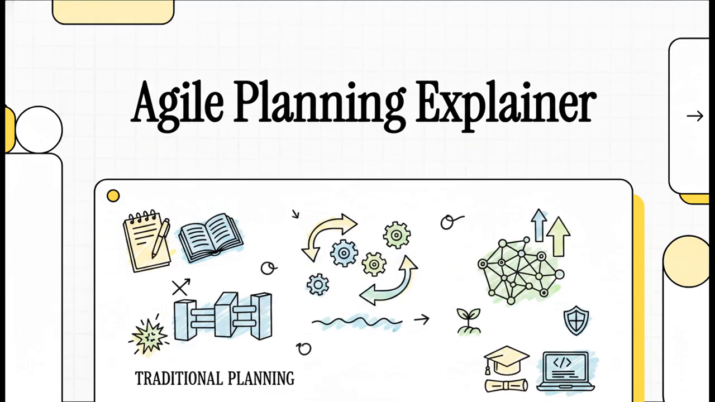Now, if you recall our previous discussions on traditional software processes, you know that rigid planning can sometimes lead to, well, really expensive rework when requirements inevitably change. Agile planning is the antidote to that.